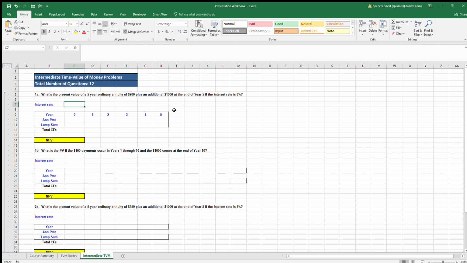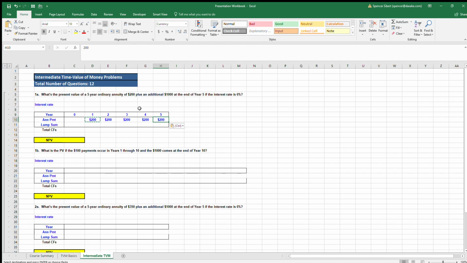With the net present value calc, we need a couple things. The first thing we need is the interest rate, and then we'll need the cash flows by time period. We have a present value of a 5-year ordinary annuity, so I mapped out 5 different periods here. It's an ordinary annuity, so it happens at the end of the period. At the end of year 1, we'll have $200. Year 2, same. 3, 4, and 5.